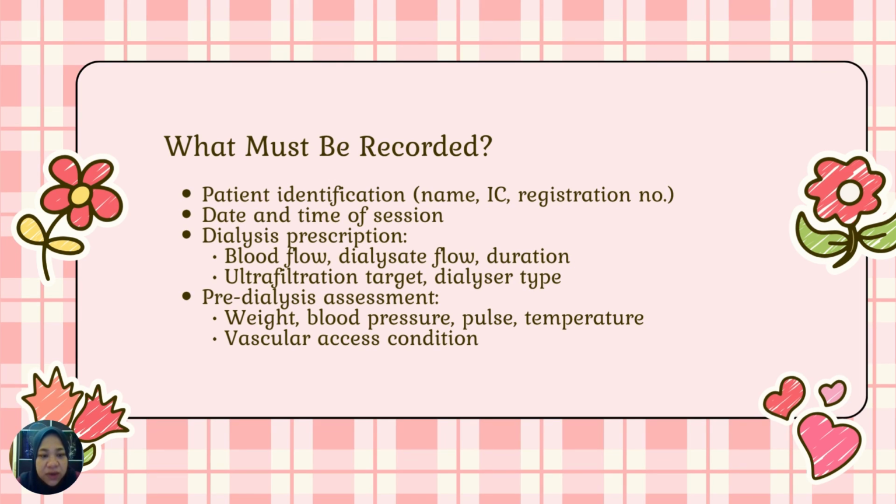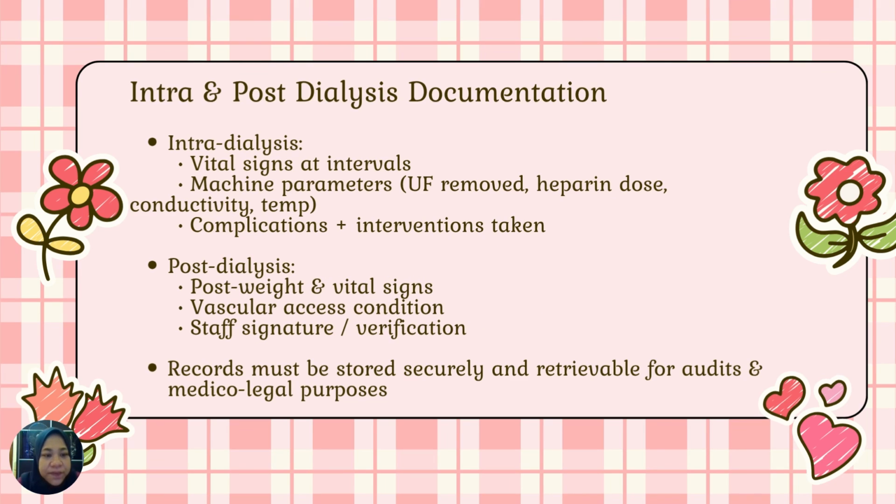What must be recorded? First of all, patient identification, including name, IC or registration number. Date and time of session, dialysis prescription, including blood flow, dialysis flow, duration, ultrafiltration target and dialyzer type. Pre-dialysis assessment includes weight, blood pressure, pulse, temperature and vascular access condition.